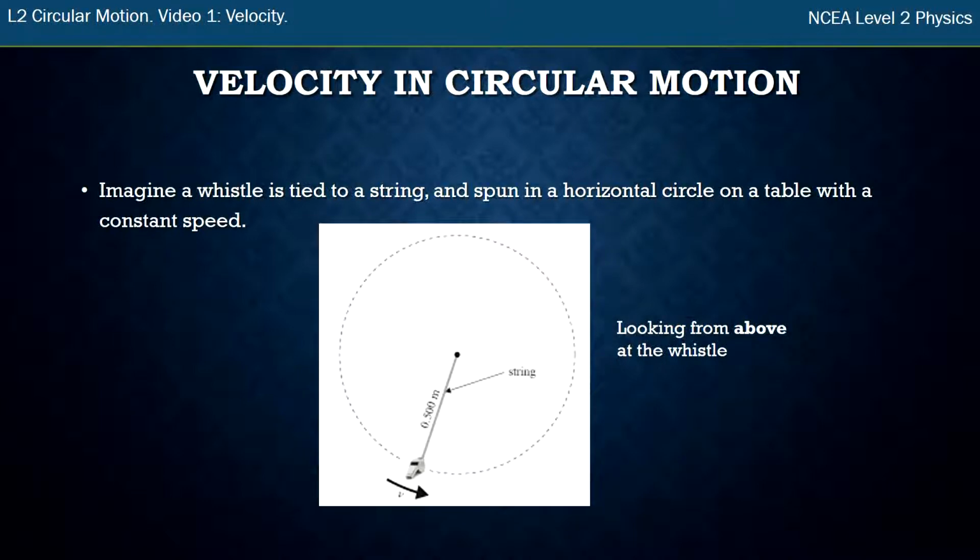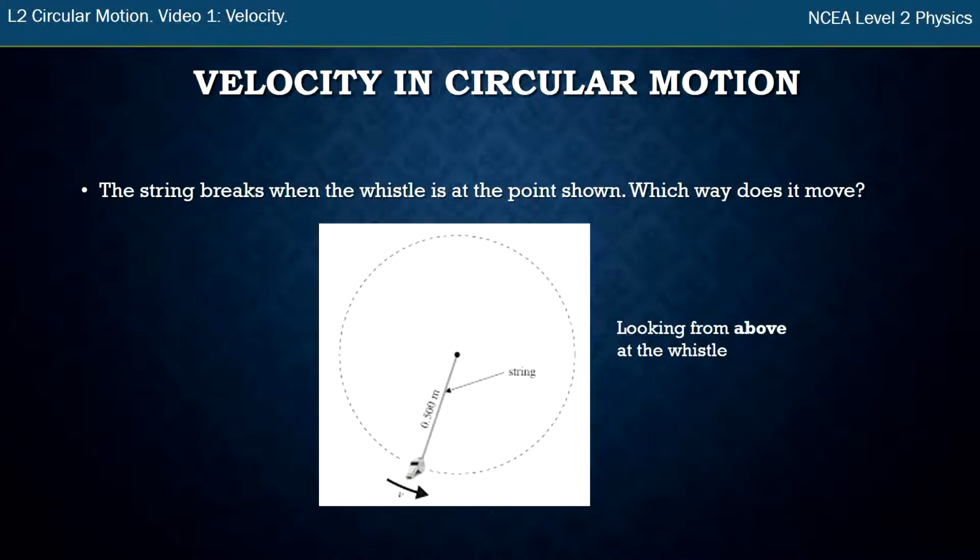First thing we want to talk about is velocity. So imagine I've got a whistle and it's tied to a string. This is spun round in a horizontal circle on a table, so it's placed on the table and spun in contact with the table the whole time at a constant speed. So this picture here is looking from above down on the whistle on the table, spinning around. So the string breaks when the whistle's at the point shown. Which way does it move? And the direction it moves is off to the side here, and the way we describe that is a tangent.